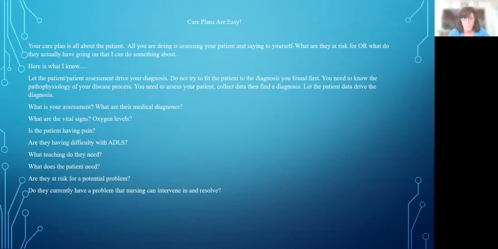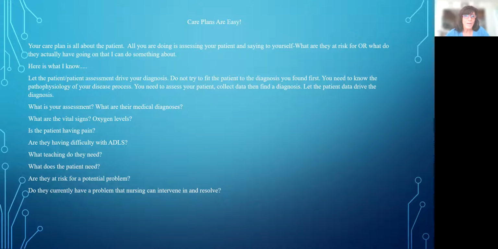All right, so care plans are easy. The care plan is about the patient, right? So you're saying to yourself, like I said earlier, what is the patient at risk for? Or what do they actually have going on that I can do something about independently? So not medical diagnoses, we're talking about nursing diagnoses. And there's only a limited number of nursing diagnoses, so you can't just make them up. You have to pull one from the NANDA list, and I included the entire list here in this PowerPoint. You're welcome.